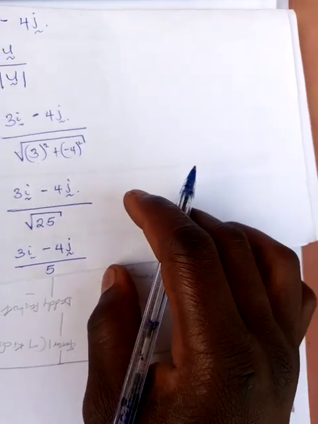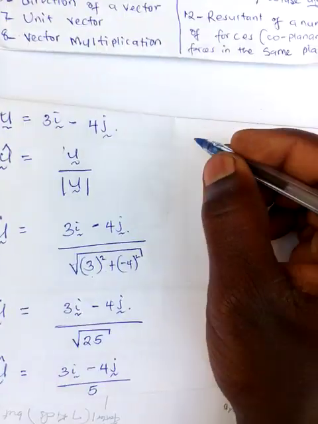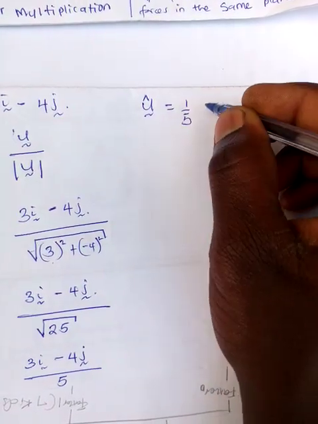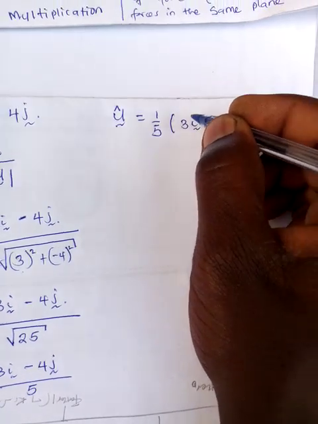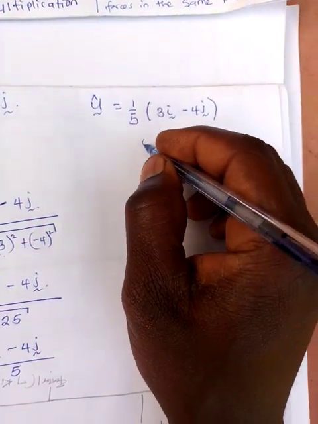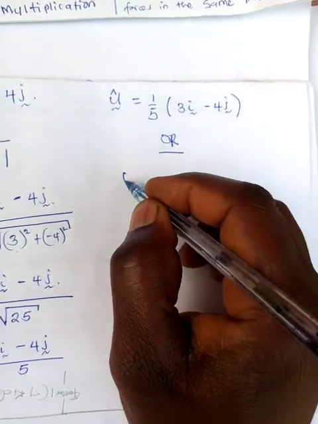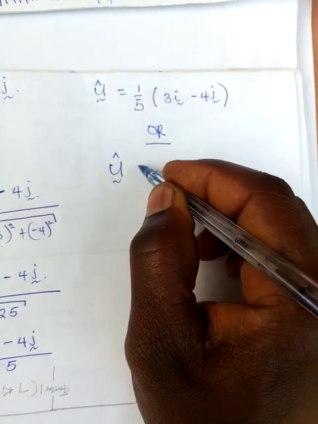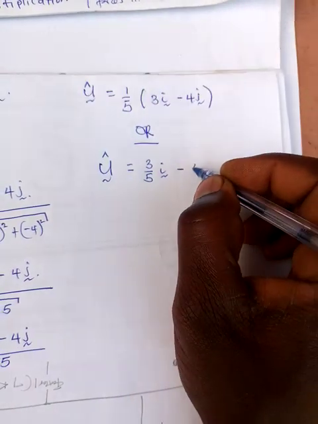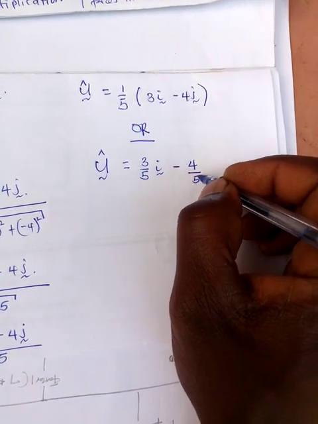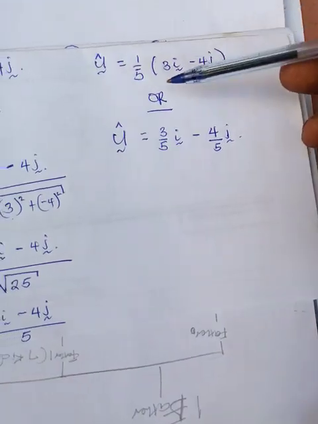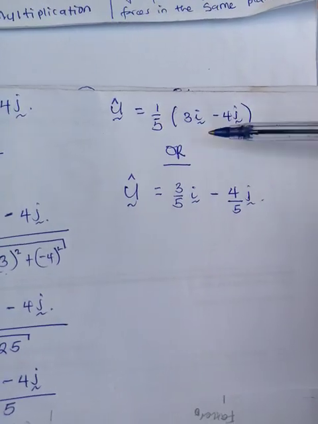And this one can be represented as the unit vector u is the same as 1 out of 5 into 3 in i and negative 4 in j. Or you can write it like this, that my unit vector is the same as 3 out of 5 in i and negative 4 out of 5 in j. It's up to you. And this one is a better answer because it is factorized.